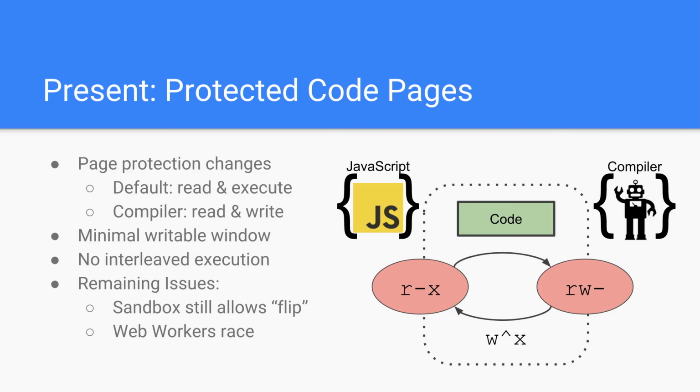So that means by default, all our code pages are only executable but no longer writable. And only for short windows of time do we unprotect them and make them writable, when either the compiler is generating new code or the garbage collector relocates existing code. We do not interleave these small windows with JavaScript execution anymore, so malicious code can no longer see writable and executable pages.